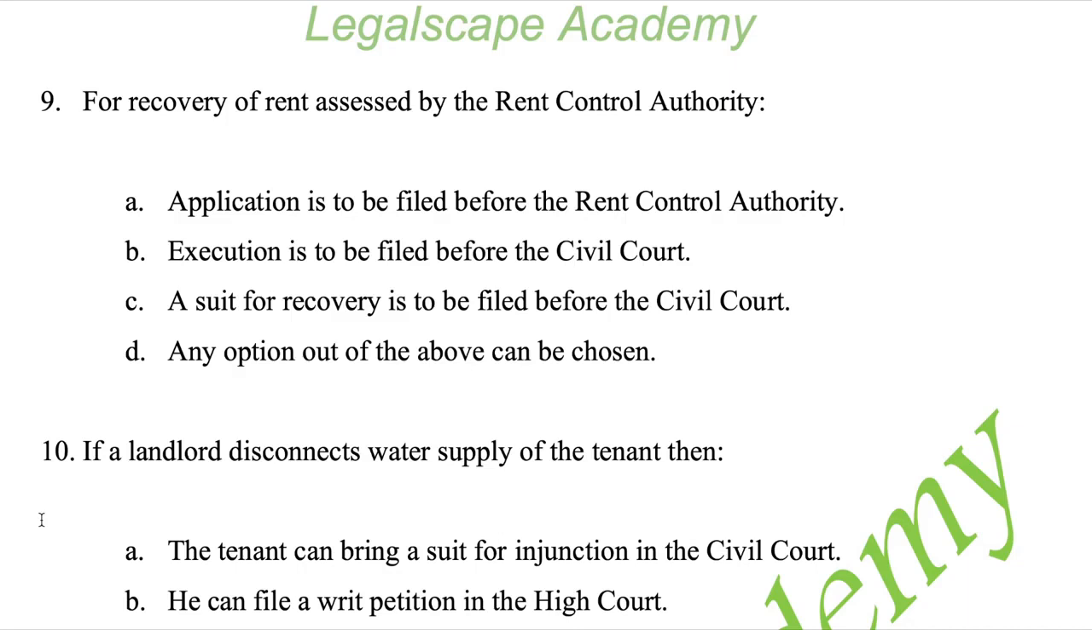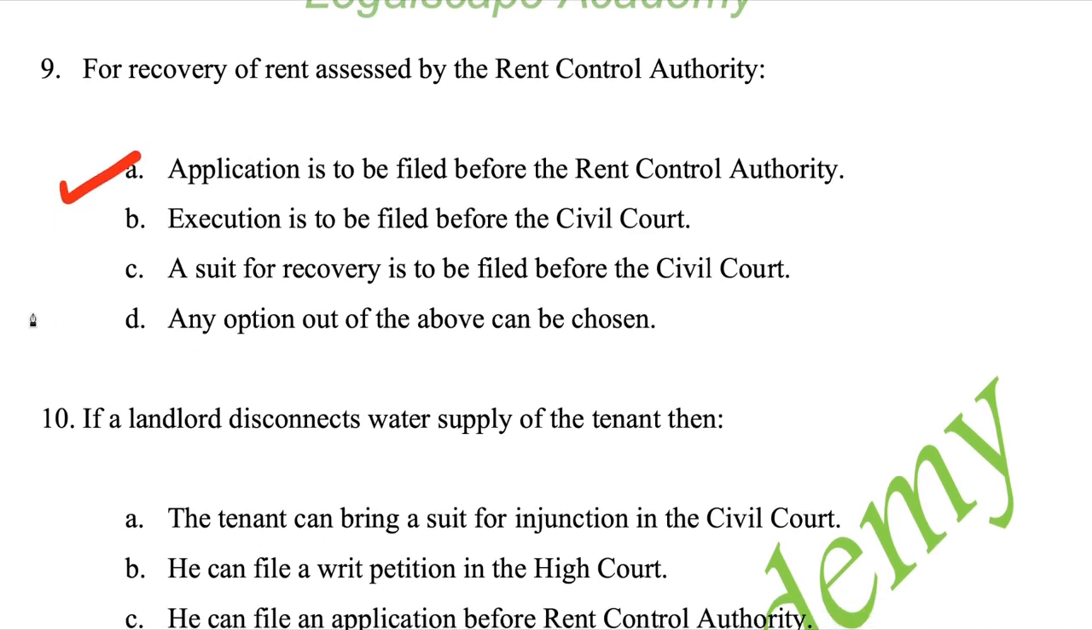A. Application is to be filed before rent controlling authority. B. Execution is to be filed before the civil court. C. A suit for recovery is to be filed before the civil court. D. Any option out of the above can be chosen. It's very easy. Correct answer is A. Application is to be filed before the rent control authority.